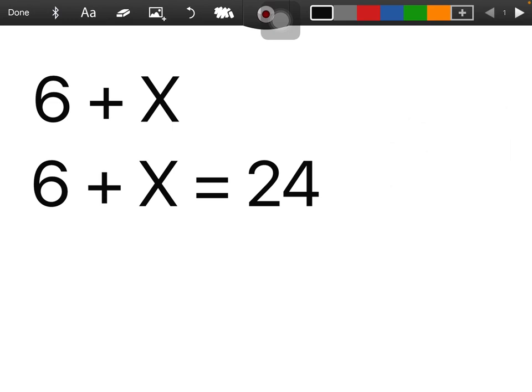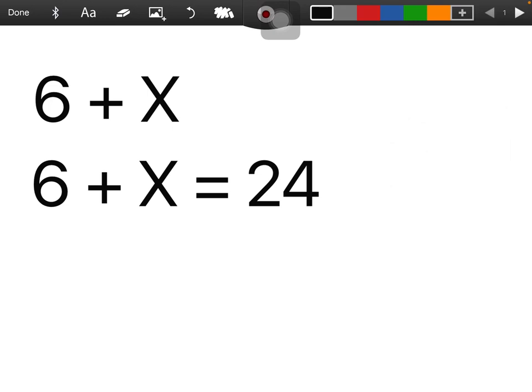Okay, so one of the things we talked about the other day was how to build equations and how to build expressions. We are going to expand on that today, and we're going to talk about how to solve them, okay? One of the things we looked at was how to identify equations versus an expression.